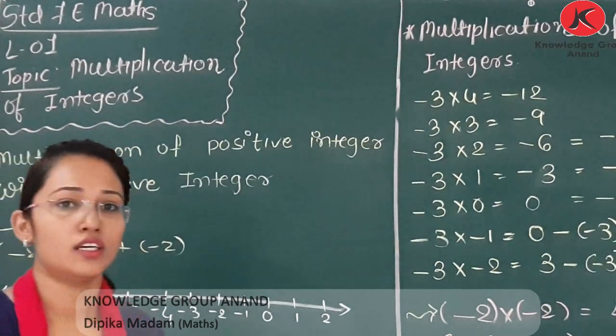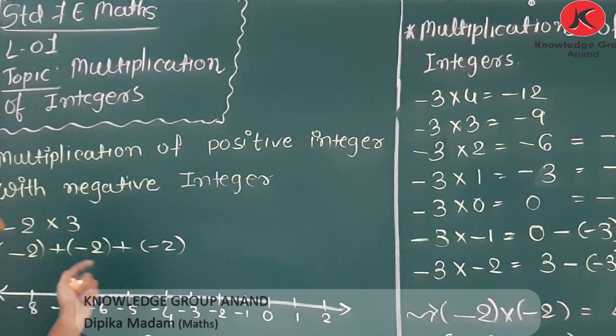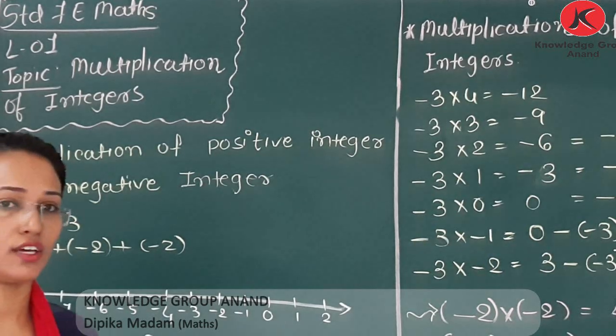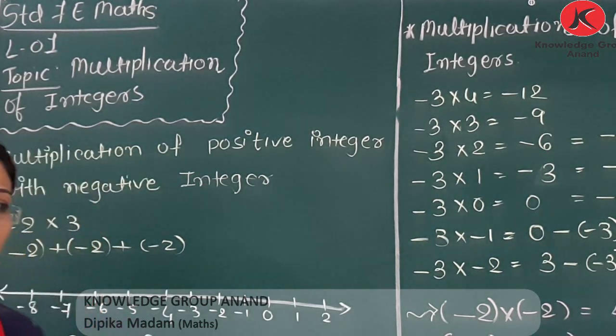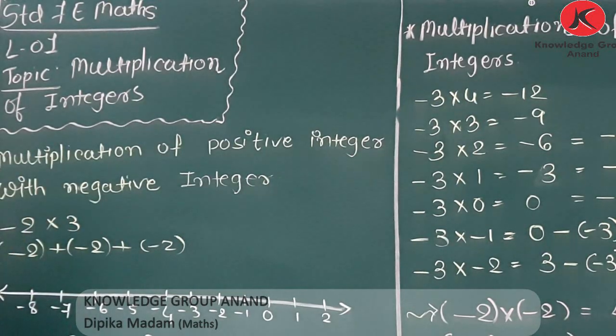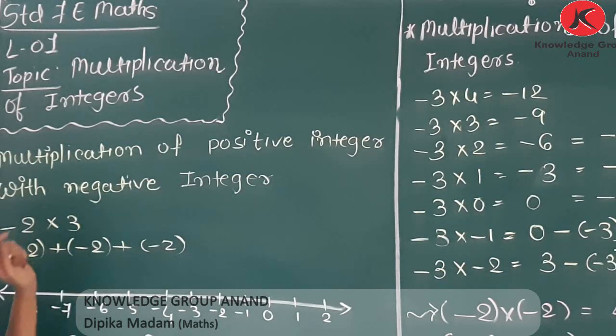Welcome back friends. Yesterday we started one topic, that is multiplication of integers. Before starting one more topic related to multiplication of integers, we revise the previous topic, that is, multiplication of a positive integer with a negative integer. If one integer is positive and one integer is negative, how will we perform the multiplication?